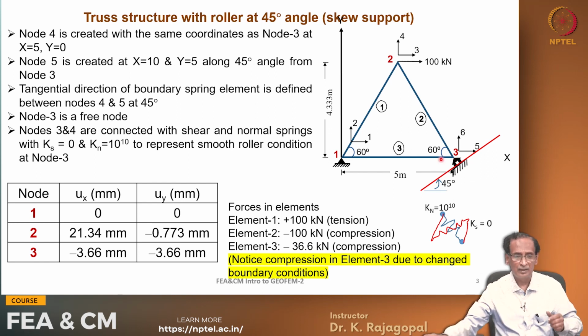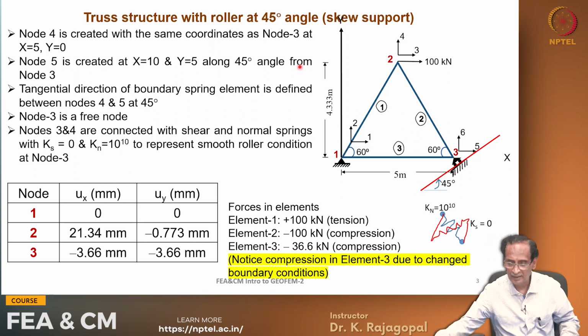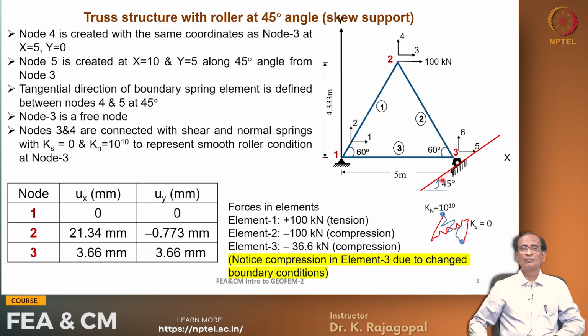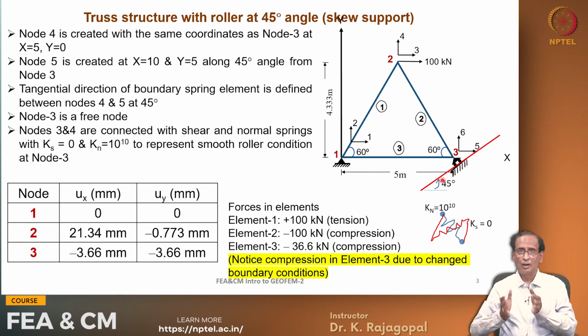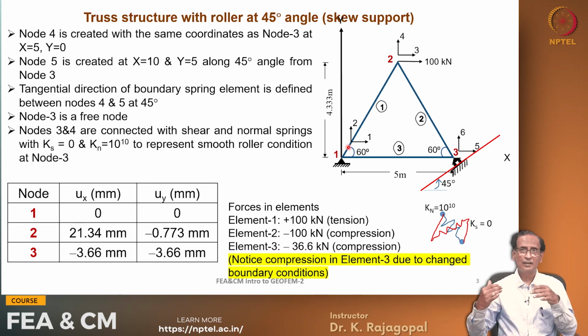This type of boundary condition we call skew supports or skew boundary conditions, and in this case this roller is at an angle of 45 degrees to the x axis. So, how do we do it? And I will illustrate that using our bar elements, and then we have spring elements that are connected between 2 nodes, and we can exploit their features.